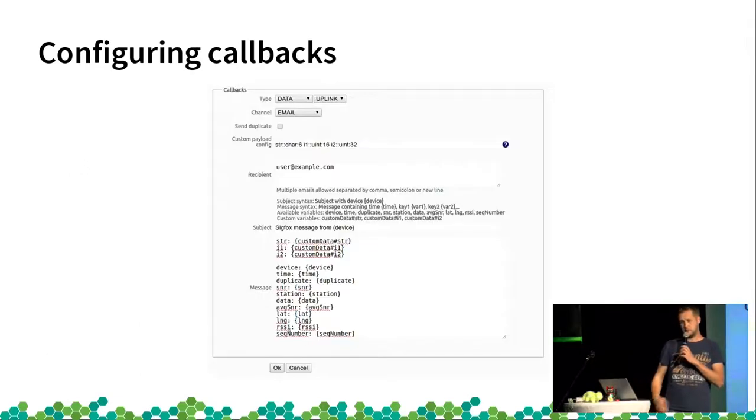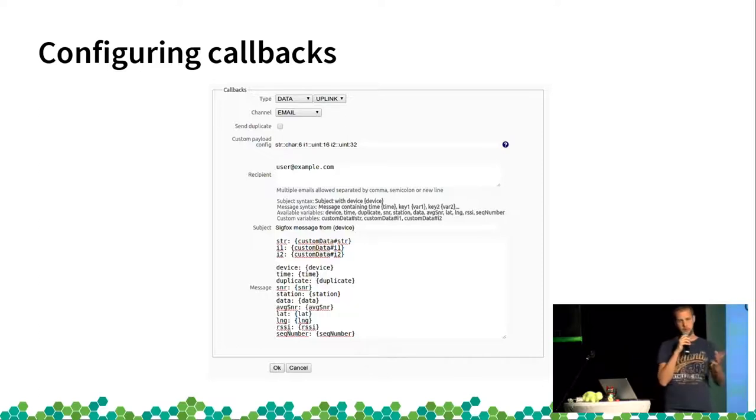Now, what's also important after all of this is to tell the Sigfox portal what it has to do with your data. Because now you can transfer the data from the device to the Sigfox network, but the Sigfox portal still doesn't know what you want to do with that. So you have to configure something called callbacks. And the Sigfox portal can do various things with that.